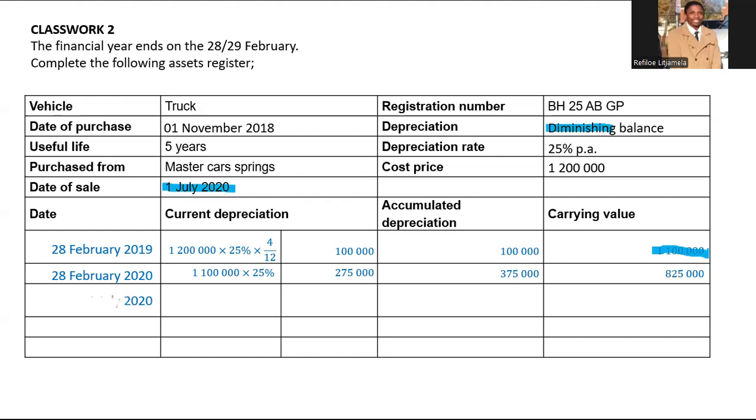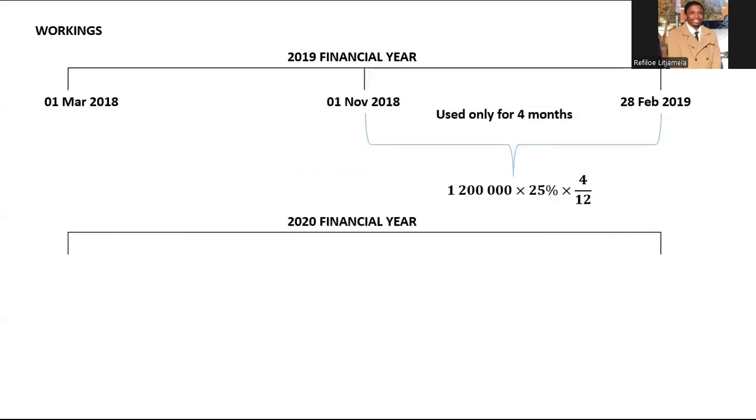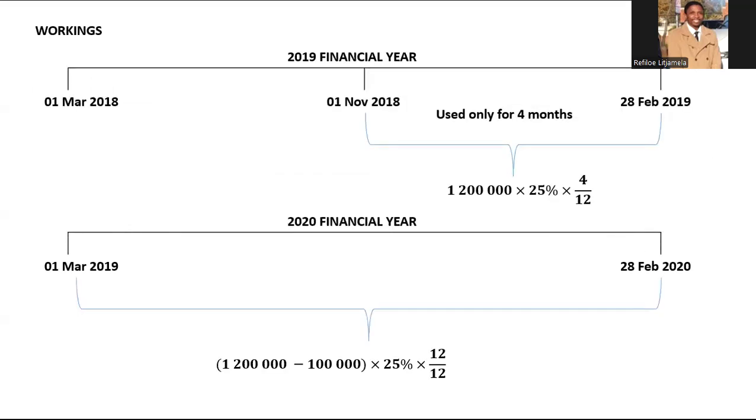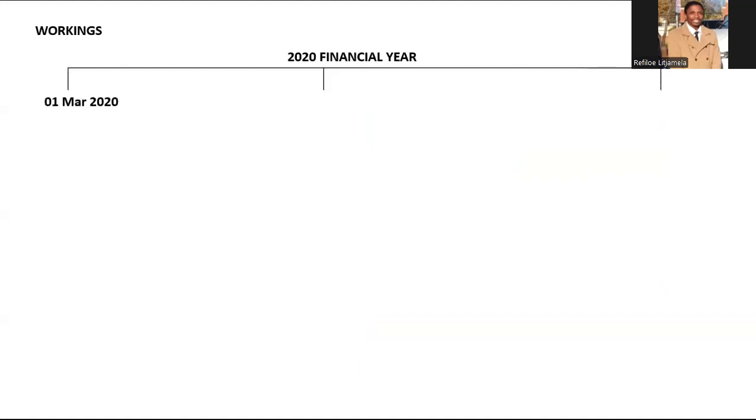So even in the year it was sold, this asset was only used for 4 months. Just to give you a diagram for you to understand what I'm talking about. In 2020, it was depreciated for the entire year. We use the carrying value of the previous year to calculate depreciation for the current year. And in the last year, it was used from the beginning of the year until the date of sale, which we said was 4 months.